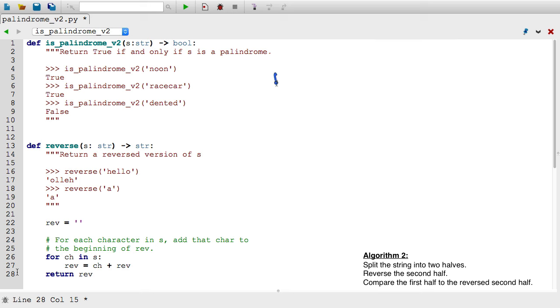As a quick reminder, if I have an even length string, then I'm going to divide this in half, reverse the second half, and then compare it to the first half. I'm going to write some indices at the top, 0, 1, 2, and 3.